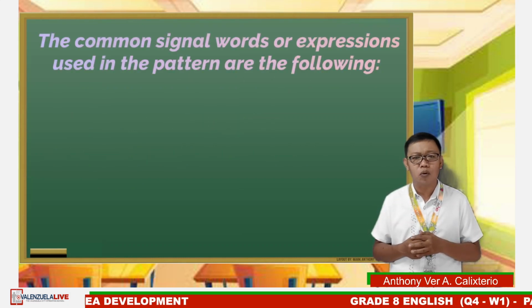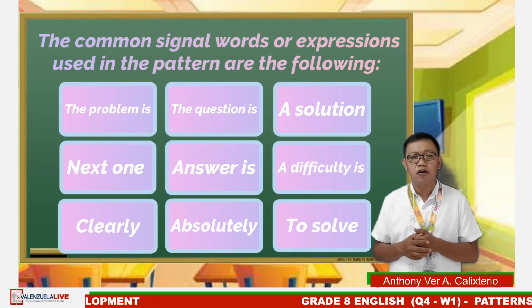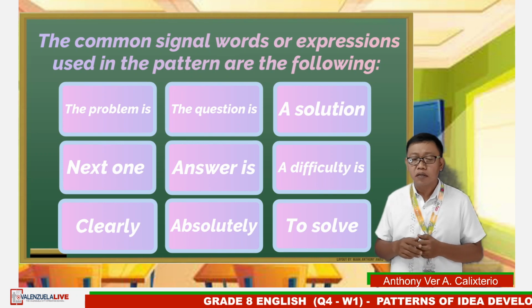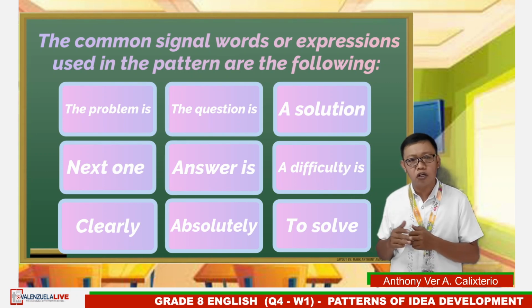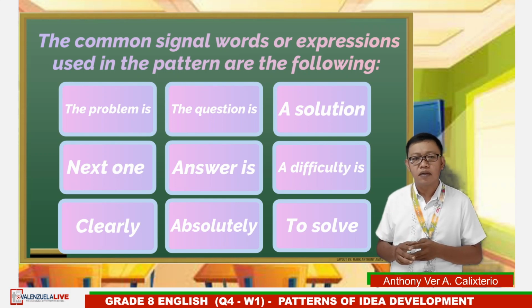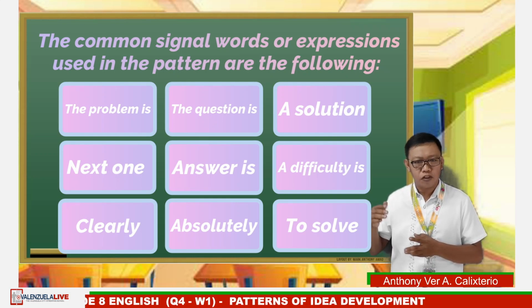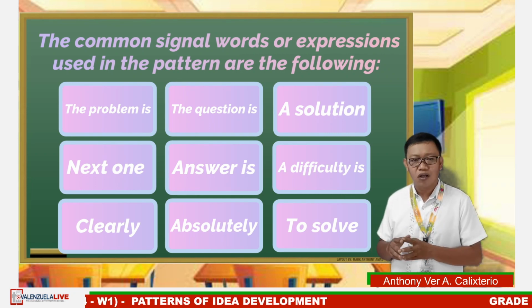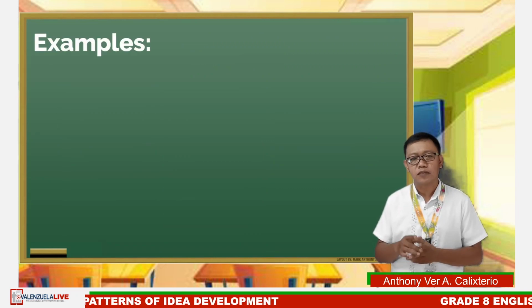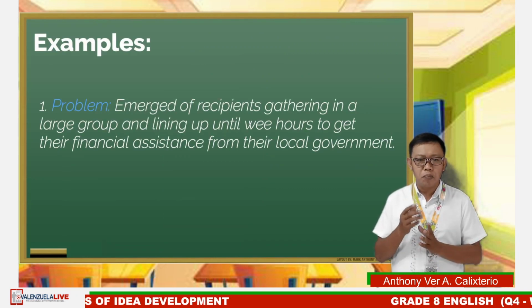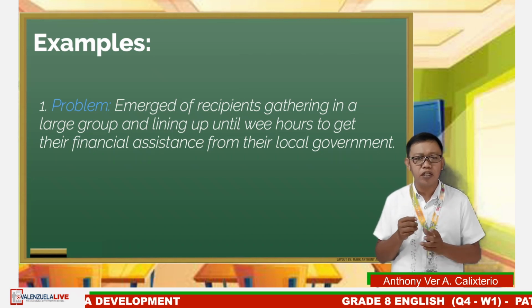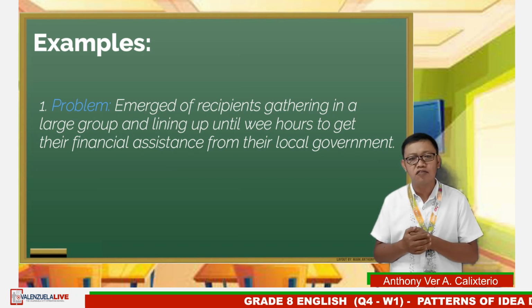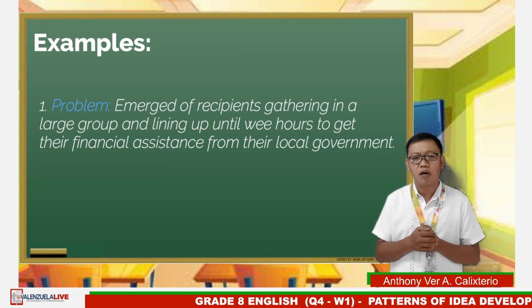The common signal words or expressions used in this pattern are the following. The problem is, the question is, a solution, next one, answer is, a difficulty is, clearly, absolutely, or to solve. Examples. This is a problem. Emerge of recipients gathering in a large group and lining up until wee hours to get their financial assistance from their local government. That is the problem.